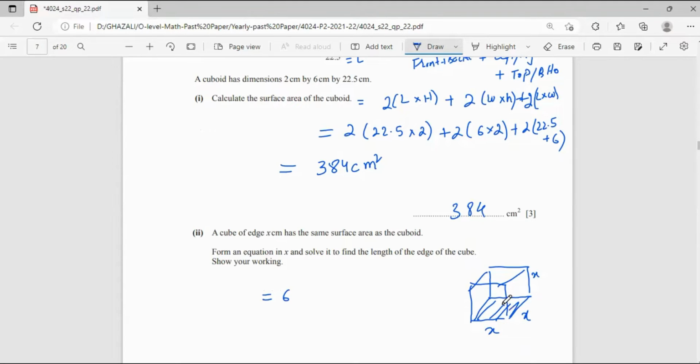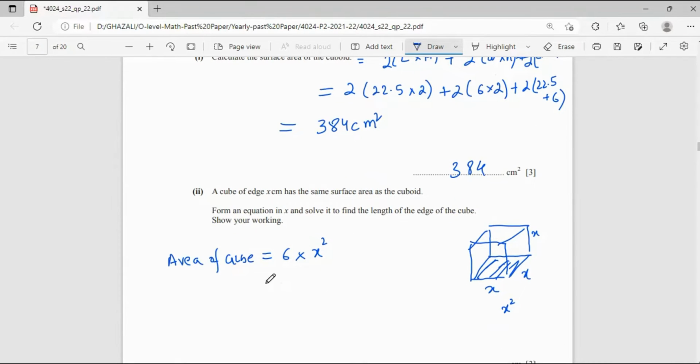Therefore the area of each square face will be x square centimeter. There are 6 faces. Now multiply 6 by x square. So the surface area of the cube is 6x square.